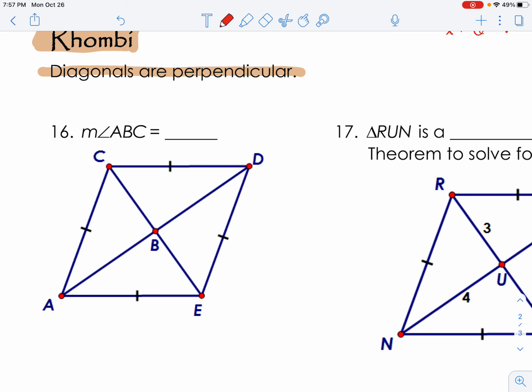So I'm looking for the measure of angle ABC. Here's A, trace to point B, and trace to point C. What is this angle right here? Well, again, the property we're using is that the diagonals are perpendicular. So what does that mean? Perpendicular means that they meet at a 90-degree angle. So all of these angles are right angles, which are 90 degrees.